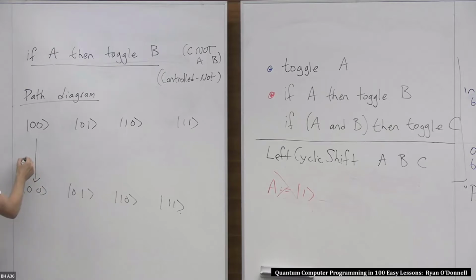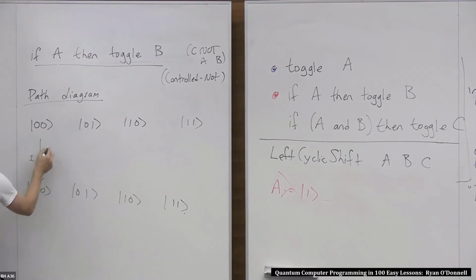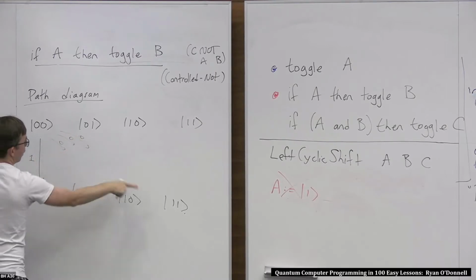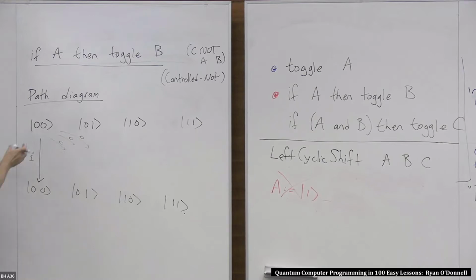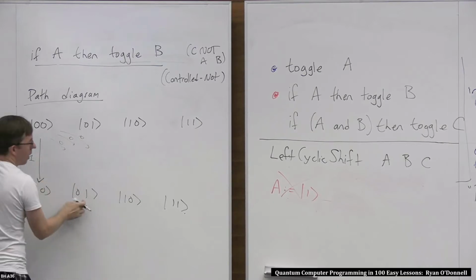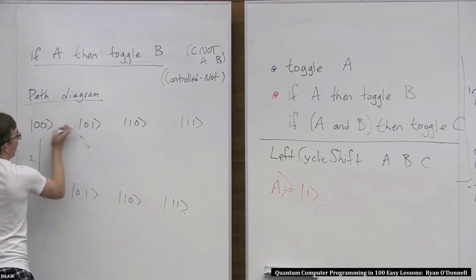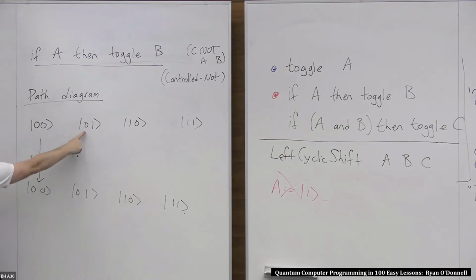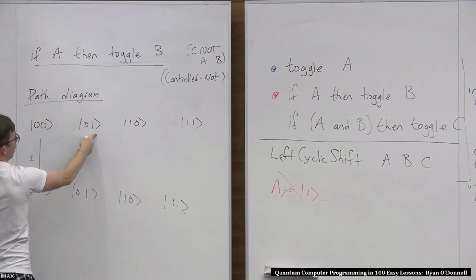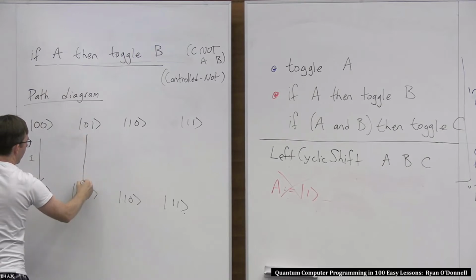If we were really scrupulous, we'd write 1 here, and we'd write 0 on all these other arrows to indicate that if you start in basic state 0, 0, you end up with amplitude 1 on 0, 0, and no amplitude on the other possibilities. But I won't write that. Okay, what if you start out in 0, 1? Then A is 0 and B is 1, so A is false, so you don't toggle B, so it just stays. So you have this arrow.